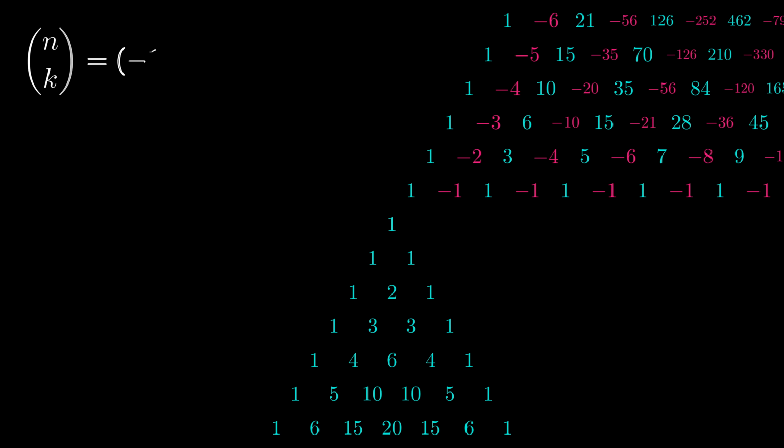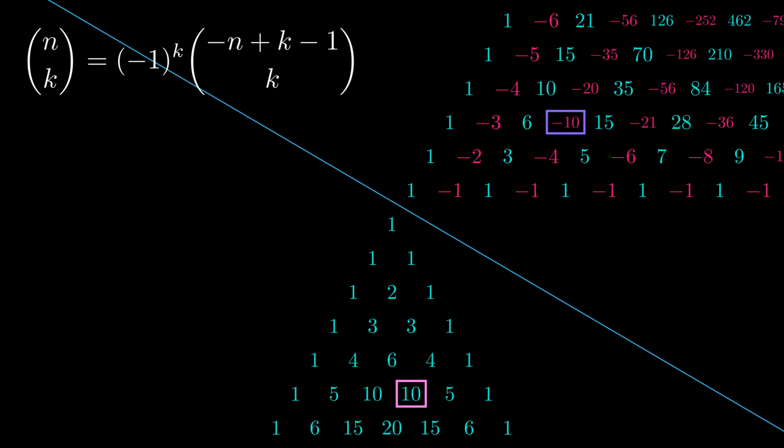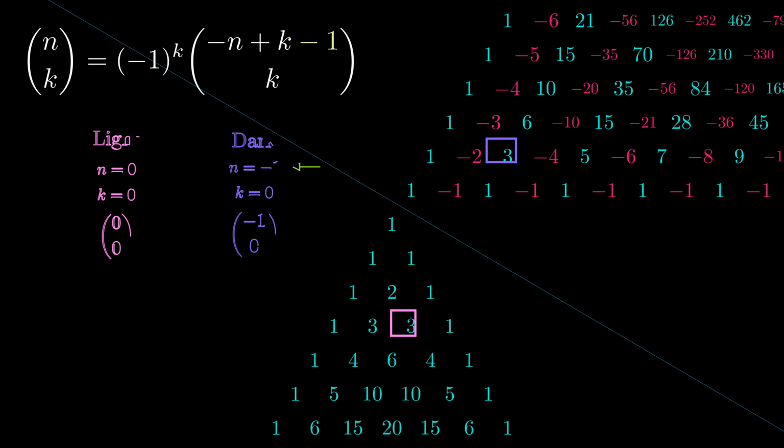Here's an equation that describes this relationship. It allows us to translate a combination number in the light side into one in the dark side, and vice versa. Now, suppose we want to translate this value here to the dark side. How does this work? Notice that we can draw a line of reflection, such that the light and dark sides are mirrored, as long as we ignore the signs. Each time we increase n on the light side, it is the same as decreasing n on the dark side.